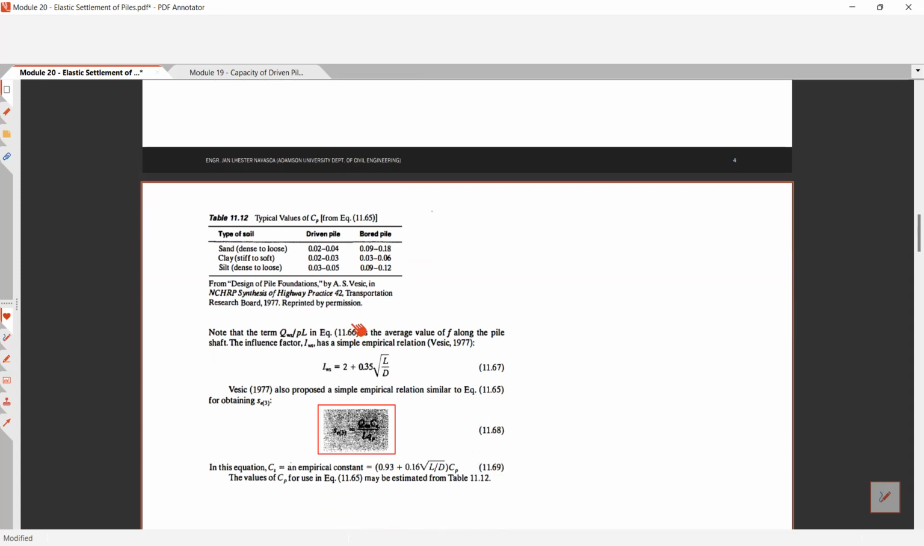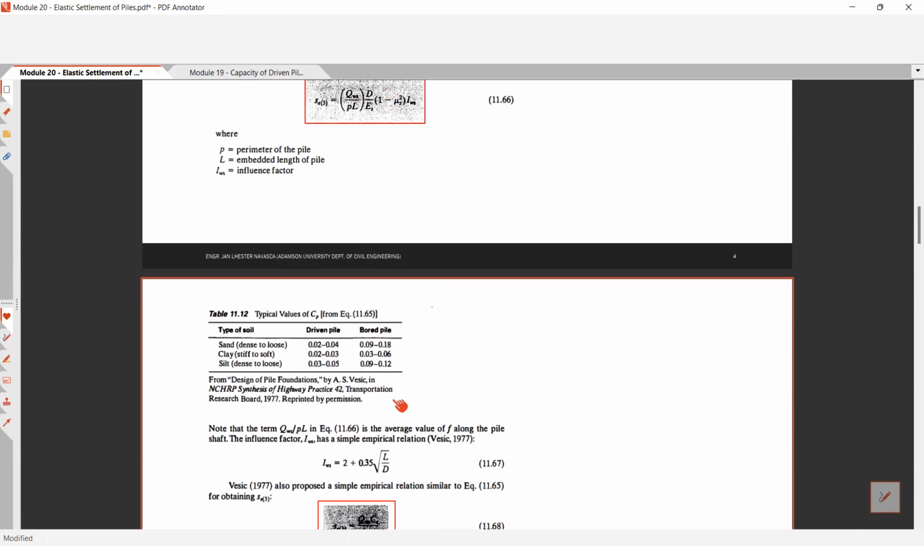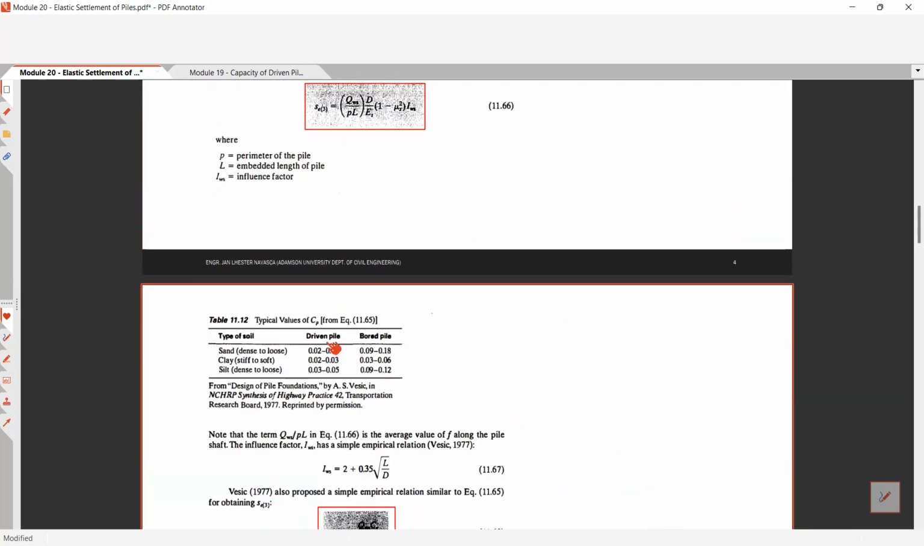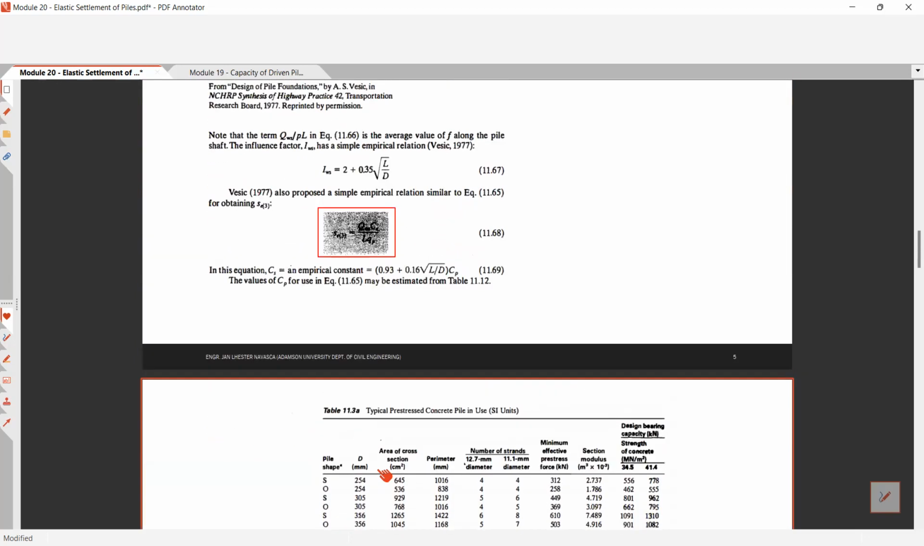And if you check the same equation given by Vesic, yung simple empirical relationship, this one, yung SE3, can be modified to that is QWS times CS over L times QP. Okay. So, yung C sub S is the empirical constant given by this equation. And yung CP is the same and given by 11.12.